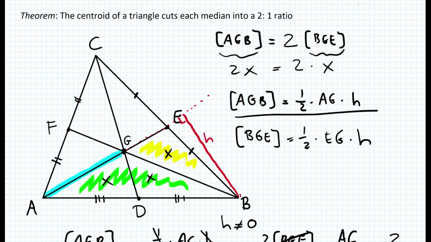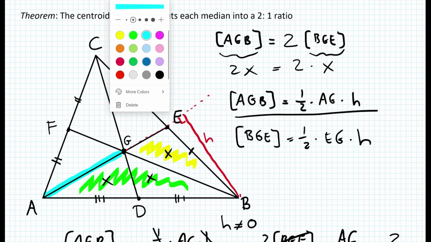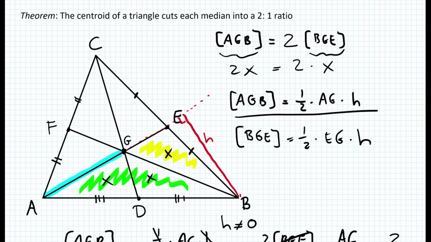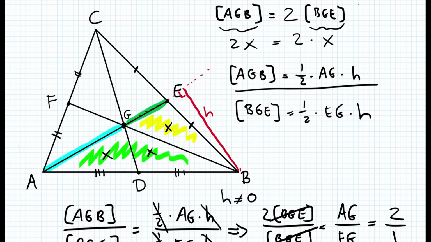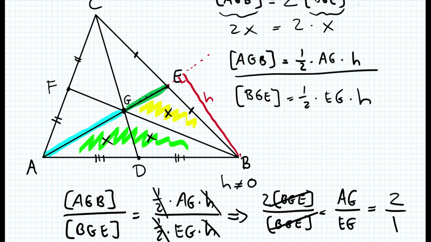And if you think about it, we just proved it, right? The centroid of a triangle cuts each median into a 2-to-1 ratio, okay? So you're comparing the following two. Let me use a different color here. You're comparing segment AG and segment EG, and it turns out that this is a 2-to-1 ratio, okay? That's what has to be true here. And this is actually true for all of them.